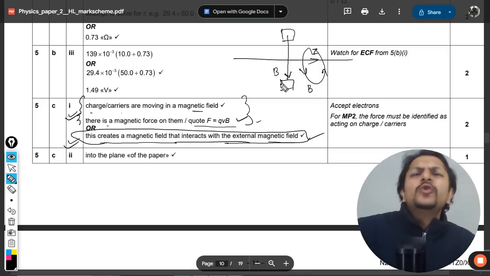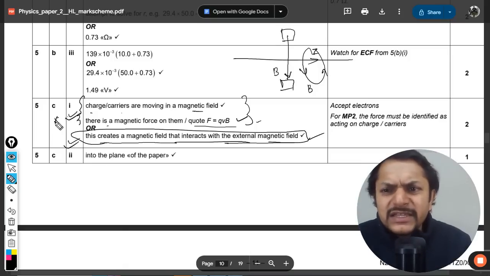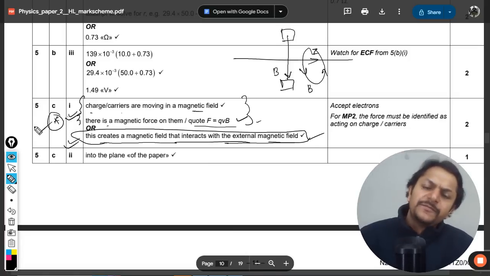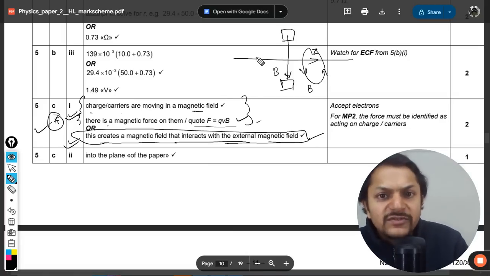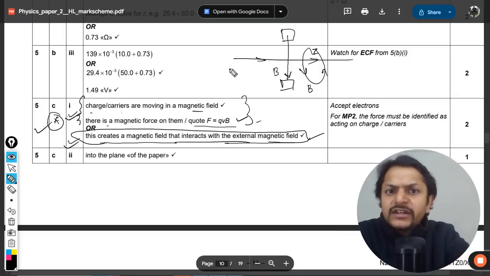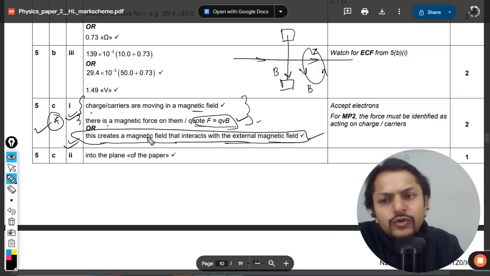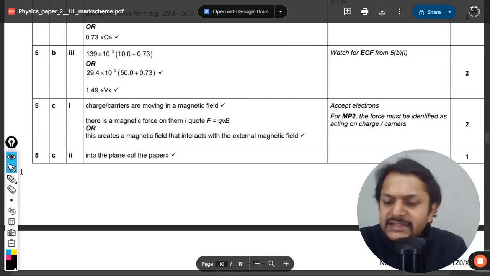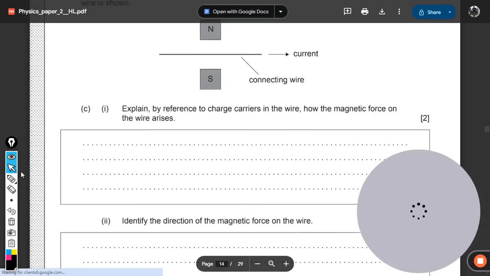But we need not go into this explanation. I believe this is the best explanation that you have for yourself, because the question is why the wire is experiencing force: because there are charges moving in it, and there is a formula F equals QvB. Yes, let us now go for the next question.